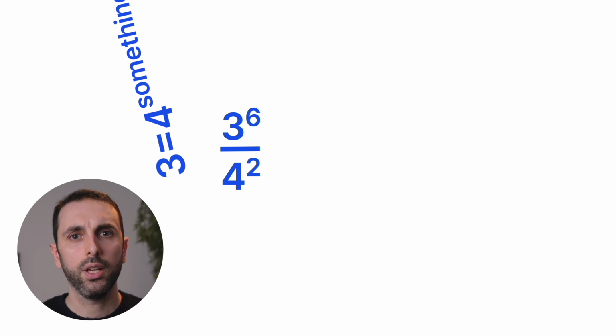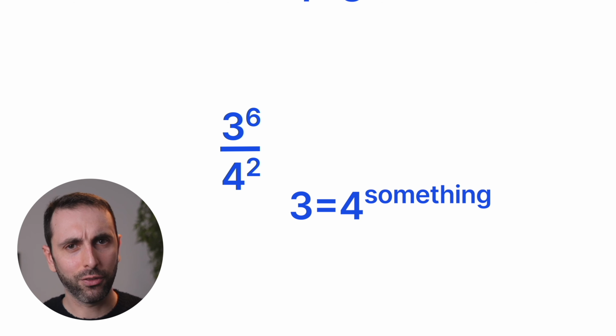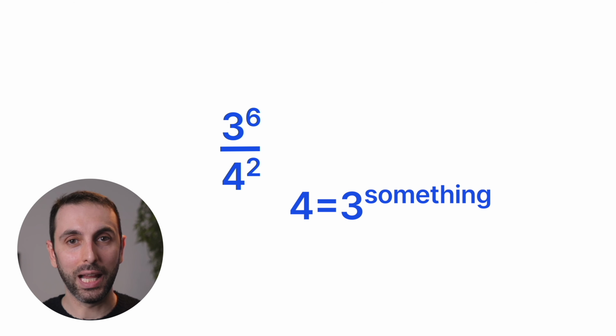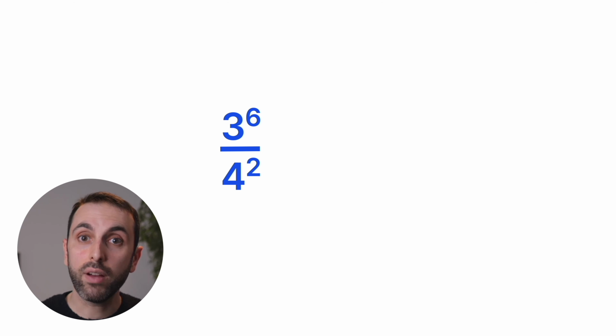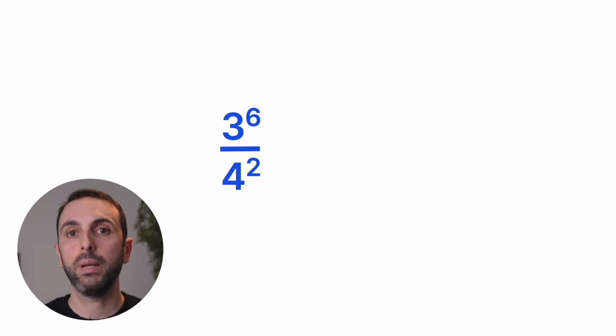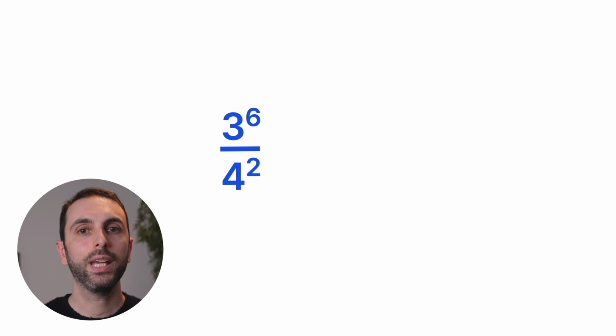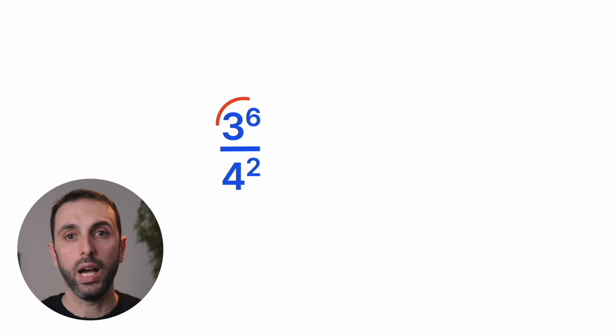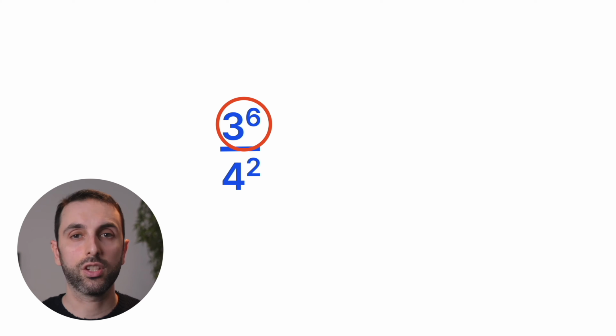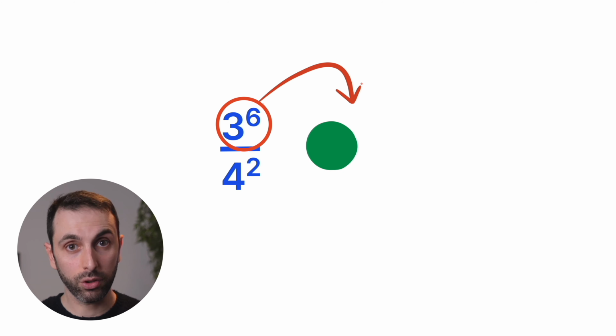I can't write 3 as a power of 4 or vice versa in a convenient manner like we did in the last example. However, I might be able to manipulate the powers so that they are the same, especially bearing in mind that 6 is a multiple of 2. In fact, we'll use that knowledge to our advantage. Looking at 3 to the power of 6, I'm going to rewrite the 6 so we have 3 to the power of 3 times 2.